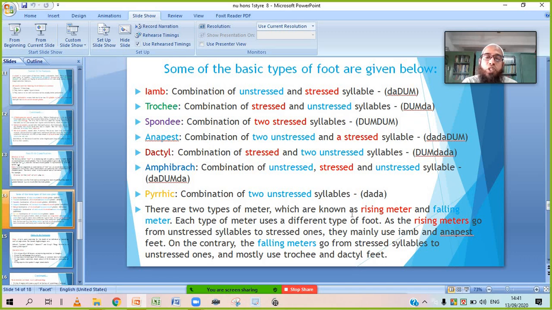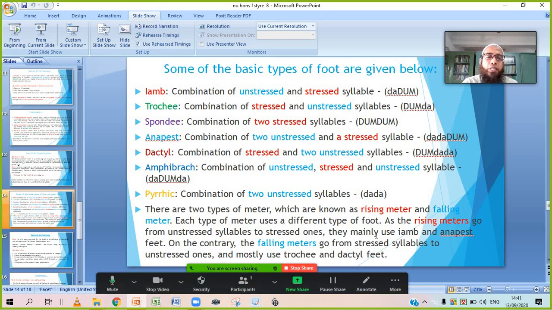There are two types of meter, known as rising meter and falling meter. Each type of meter uses different types of feet. As the rising meter goes from unstressed syllables to stressed ones, they mainly use iamb and anapest feet. On the contrary, the falling meters go from stressed syllables to unstressed ones and mostly use trochee and dactyl feet.